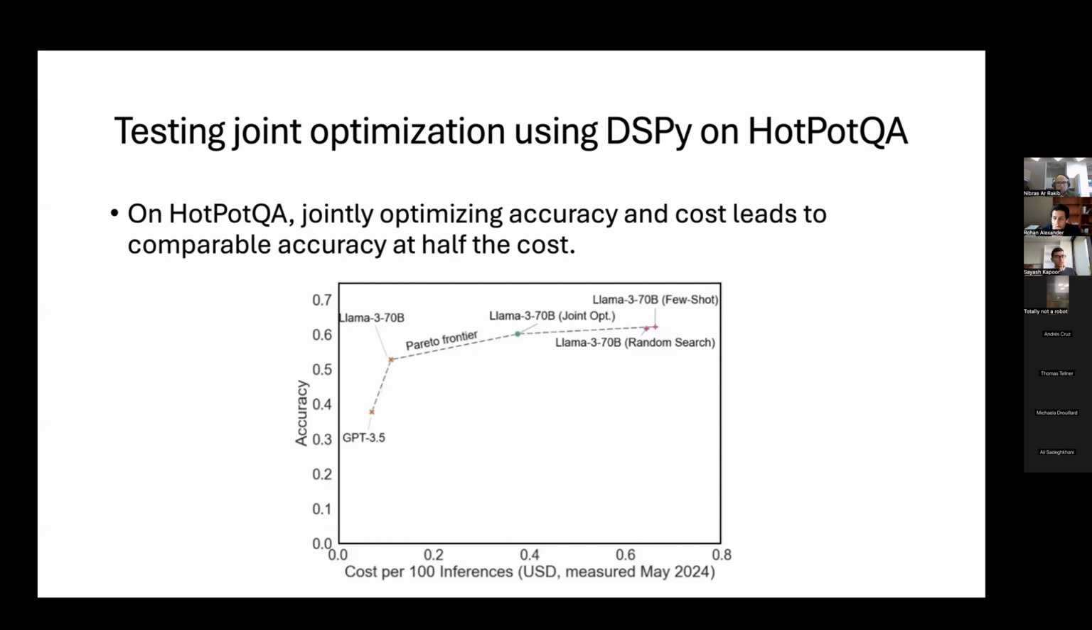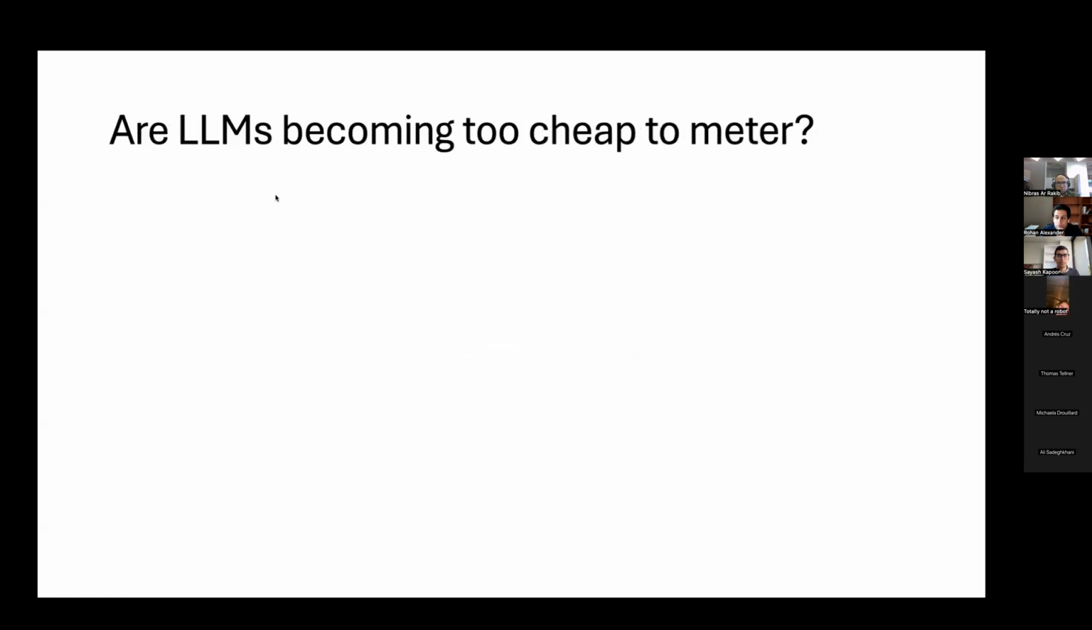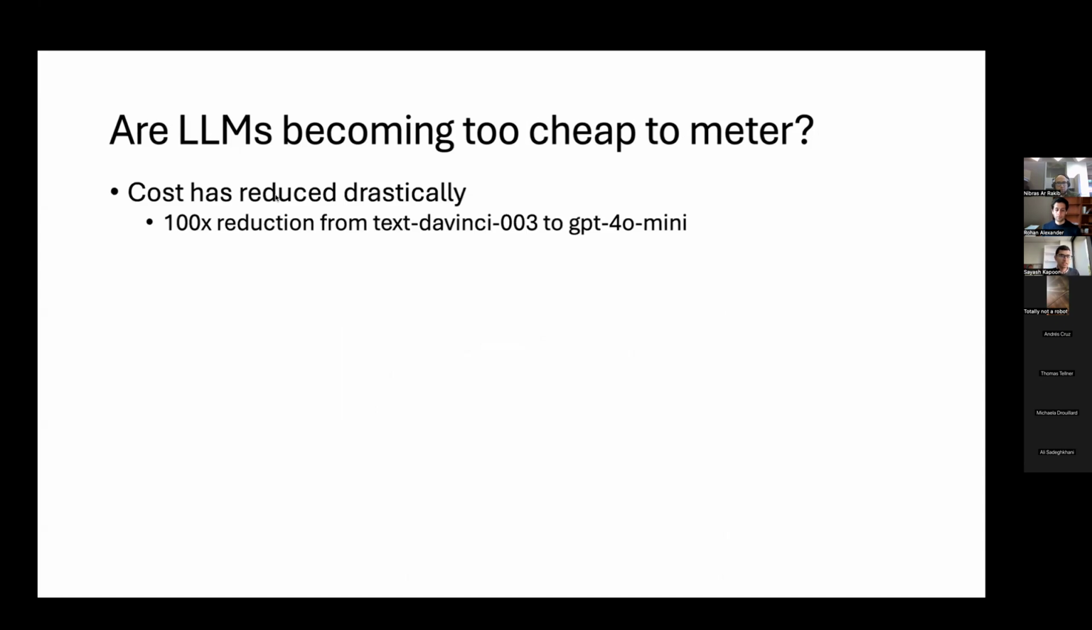So one of the arguments that I've heard people make when I present these results is that language models are becoming too cheap to meter. That is, these costs are dropping exponentially. It is indeed true that there has been a 100x reduction from text-davinci-003, which was OpenAI's model back in 2022, to GPT-4o mini, which is perhaps a more capable model, but costs more than 100 times less. At the same time, there is some sort of trade-off for people who want to use these language models at scale. So if you're using these models billions of times, it might still be extremely costly. This still might be a dominating cost in running this application.